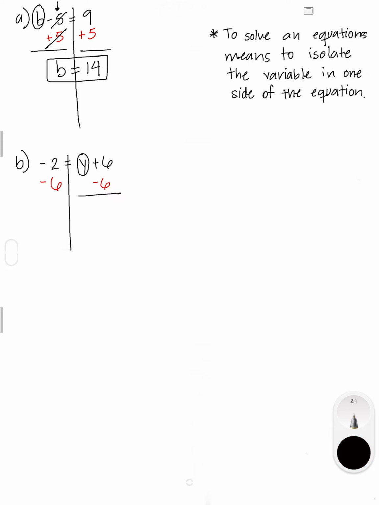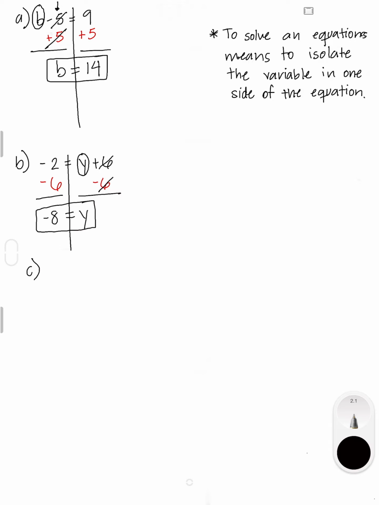And so what this is going to do is the 6 is going to cancel with the -6. So we end up with y alone, and then -2 minus 6, which is -8. So y equals -8. And we have solved the equation in only one step, which was subtracting 6 from both sides.